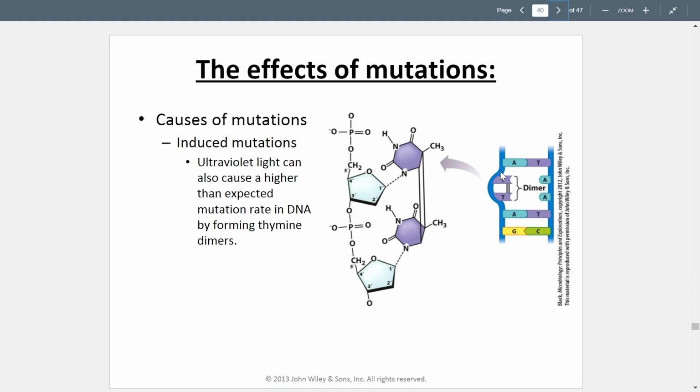Sometimes it will derail. Just stop making that protein, or stop copying that DNA. Or what's another thing it could do? Misread that. Maybe it sees it as just one T. What did we just do? Deleted a T.